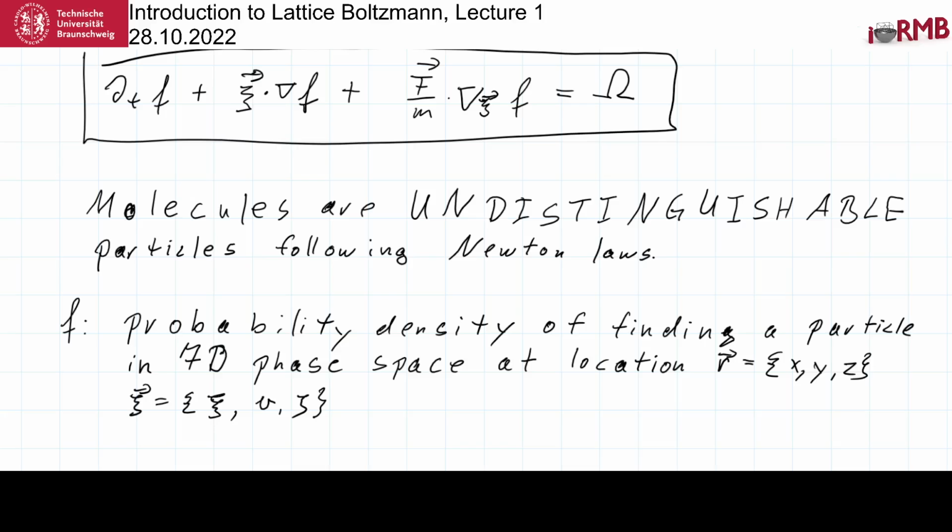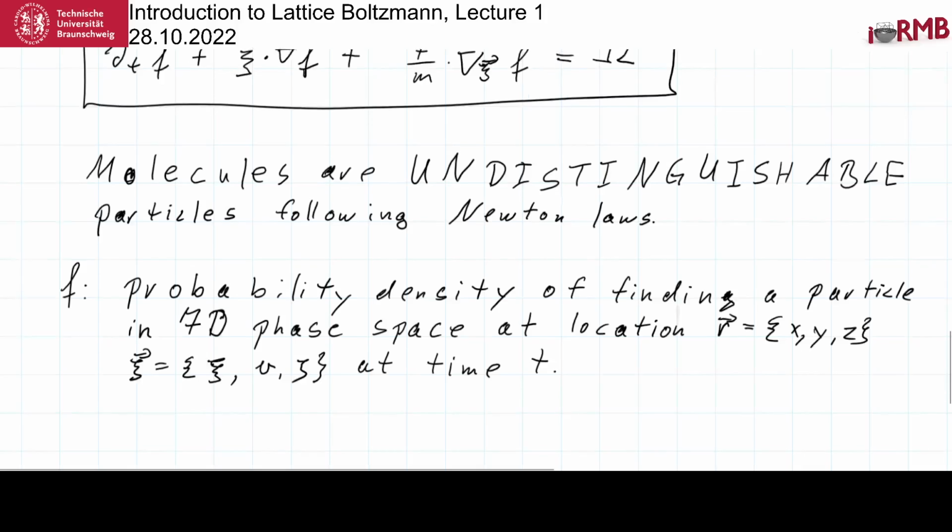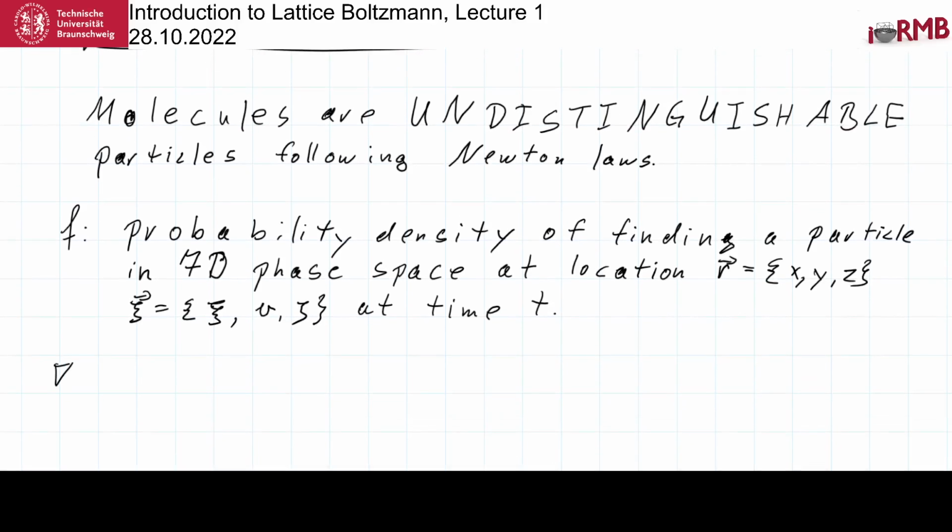So these are the three velocity components, and then we still have the time, which is then number 7. So time is t. And this is now the statistics of particles instead of individual particles.